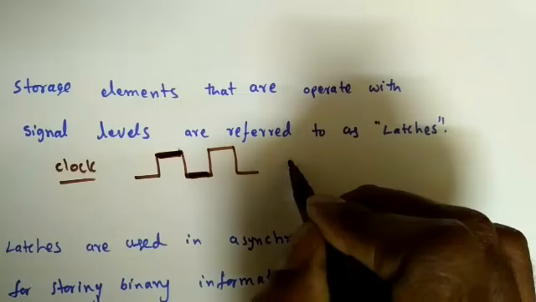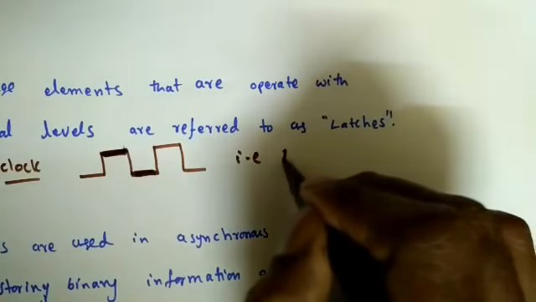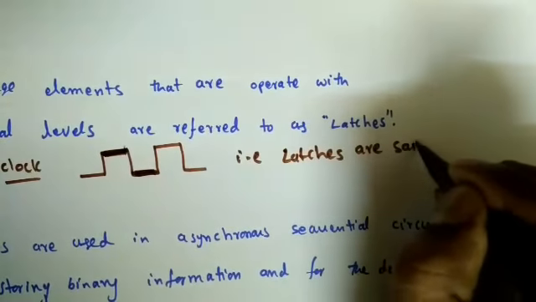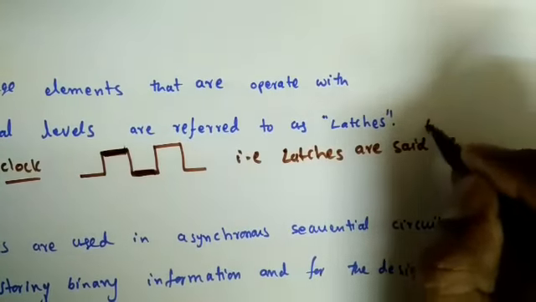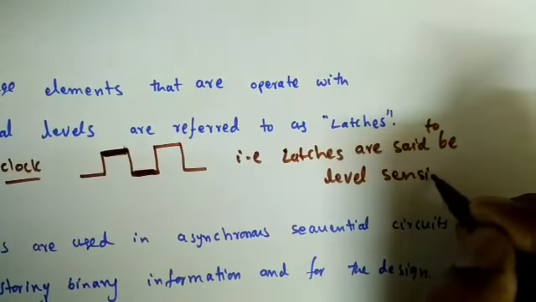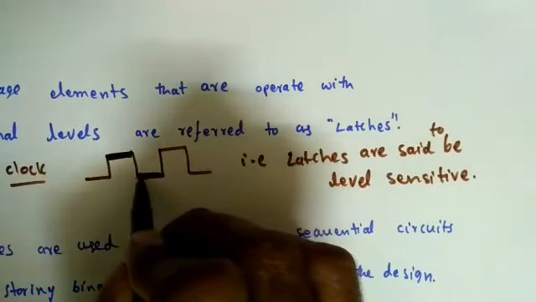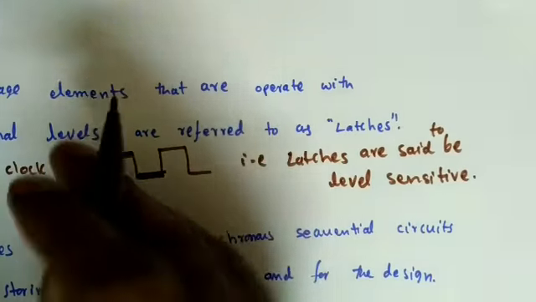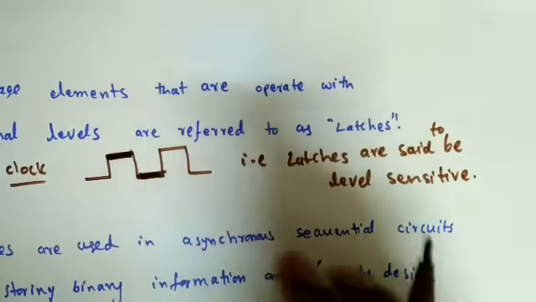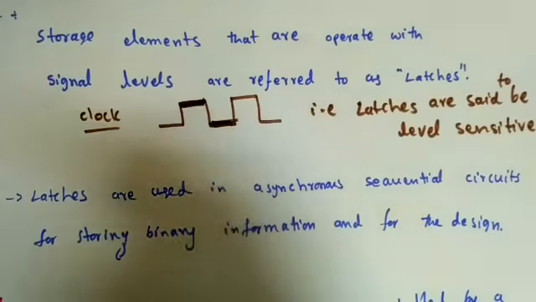Or we can say that latches are level sensitive. Remember this point, latches are level sensitive. That means high level and low level: when the high level comes, it may store, and when the low level comes, it may not operate. So that is a latch. Now where we will use this type of latch? Generally we don't use it in sequential circuits.